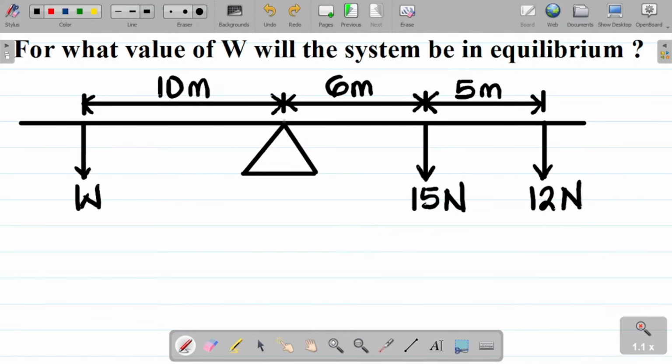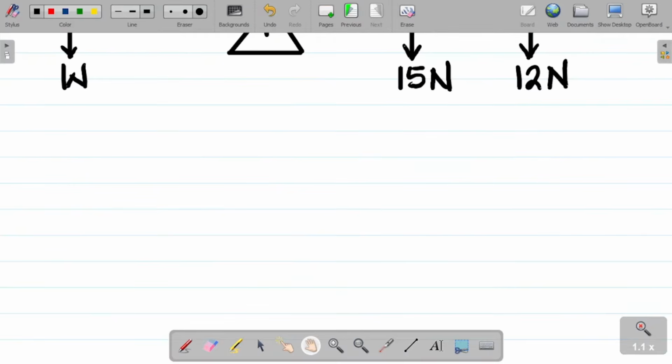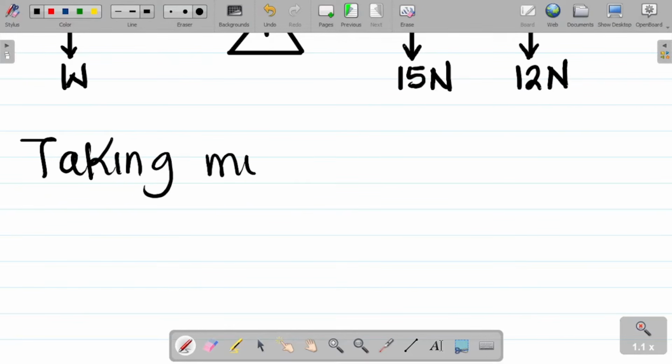Let's call this P. So we'll take point P as a neutral point. So hence our next task will now be to take moment about P. All right, so at this point here, we'll simply take moments about P. So we'll say, taking moments about P.